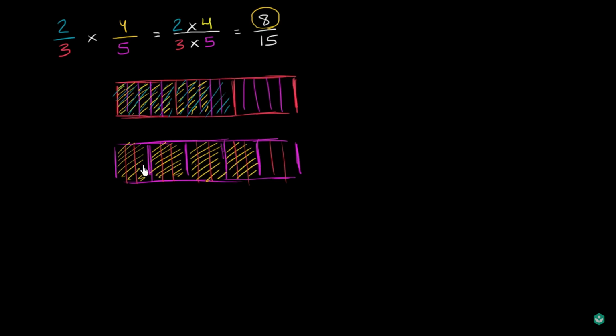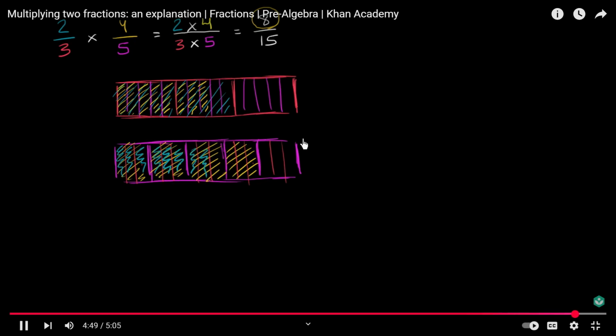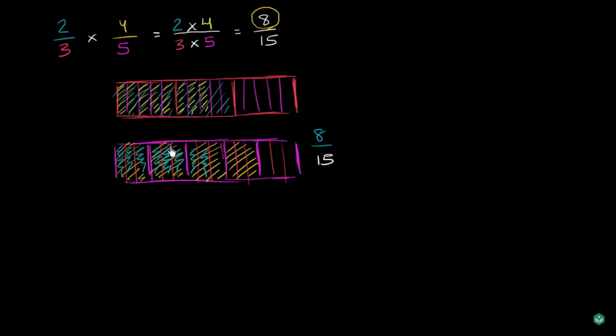So if you have 12 of something and you want to take 2/3 of that, you're going to be taking 8 of it. So you're going to be taking 1, 2, 3, 4, 5, 6, 7, 8 of the 15ths. So either way, you get to the same result. One way, you're thinking of taking 4/5 of 2/3. Another way you could think of it is you're taking 2/3 of 4/5.